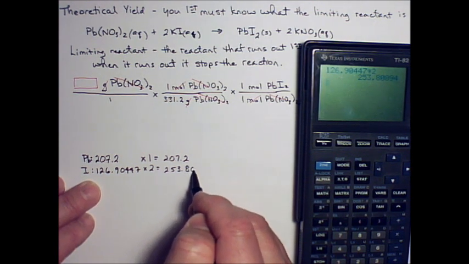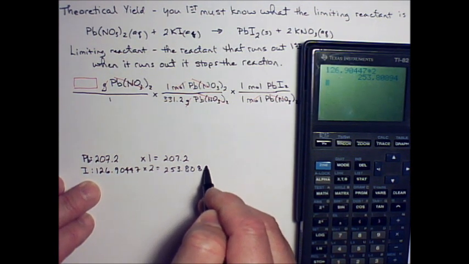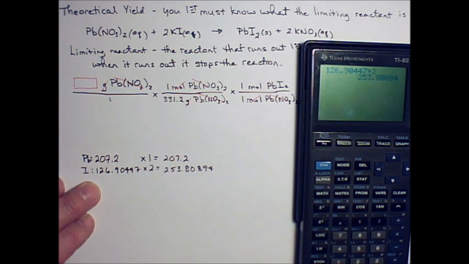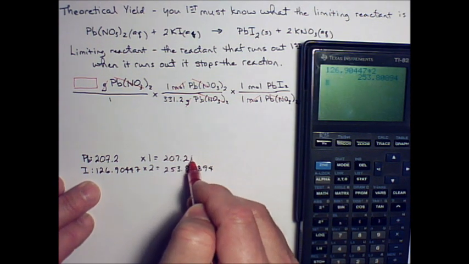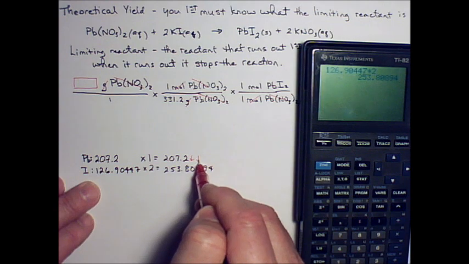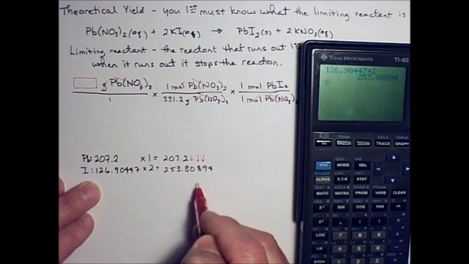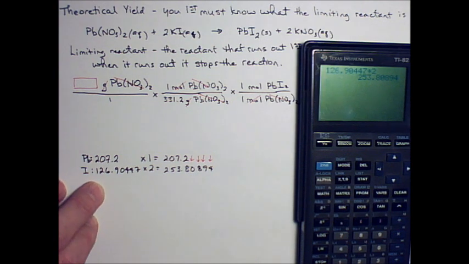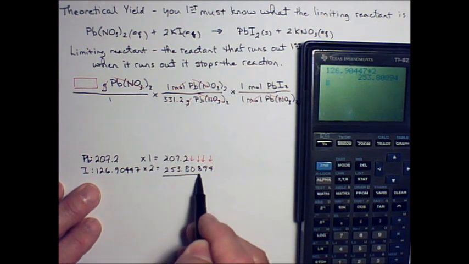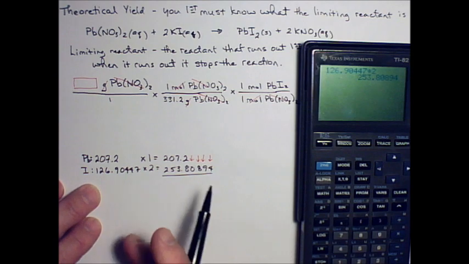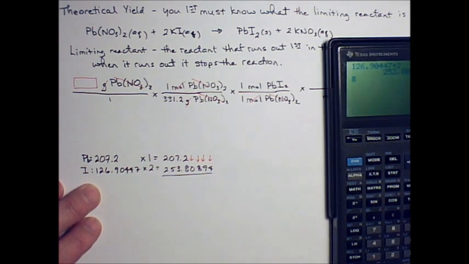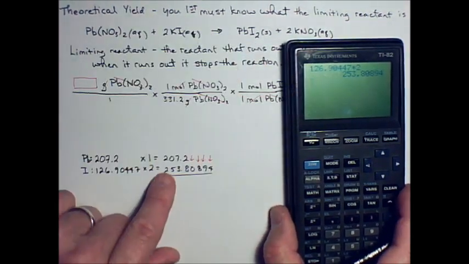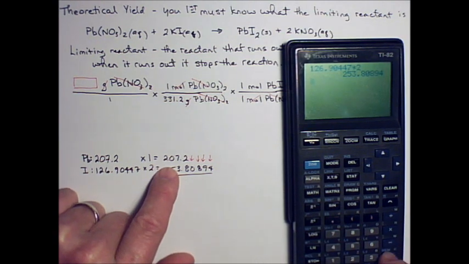253.80894. We have 4 empty slots here. Since we're about to add, we have to keep up with the empty slots to the right so that we can round off properly. Significant digits are important.